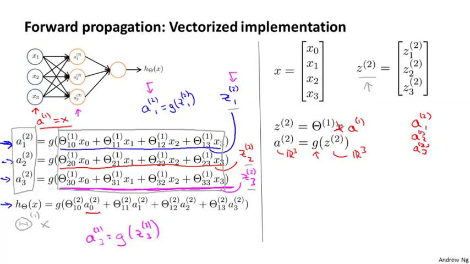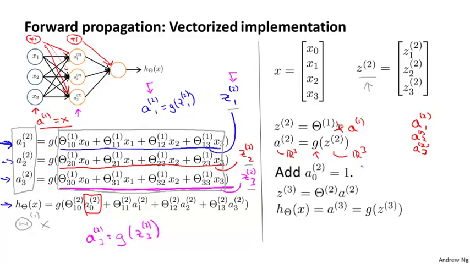But I need one more value, which is I also want this a0, and that corresponds to a bias unit in the hidden layer that goes to the output layer. Of course, there was a bias unit here too that I just didn't draw on earlier. But to take care of this extra bias unit, what we're going to do is add an extra a0 superscript 2 that's equal to 1. And after taking this step, we now have that a2 is going to be a 4-dimensional feature vector because we just added this extra a0, which is equal to 1, corresponding to the bias unit in the hidden layer.